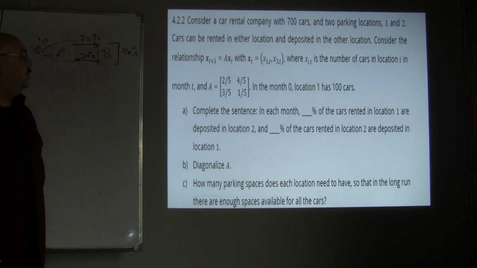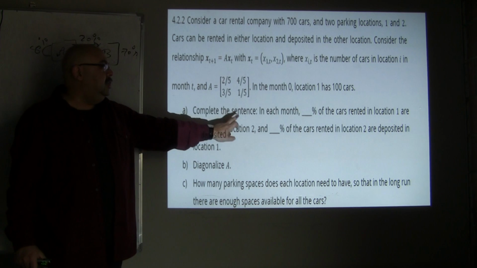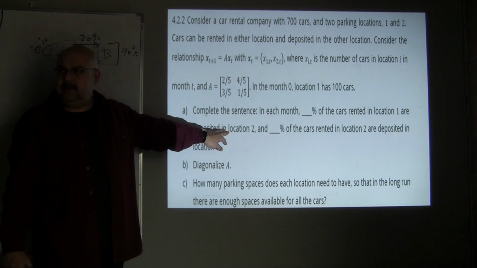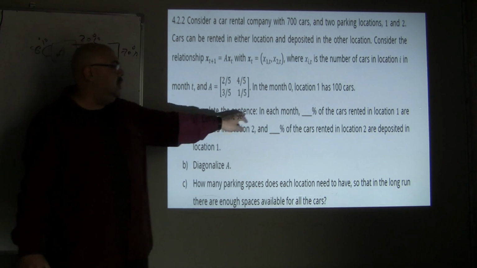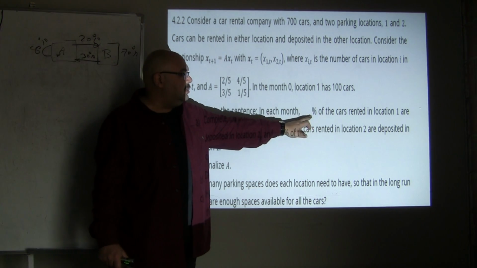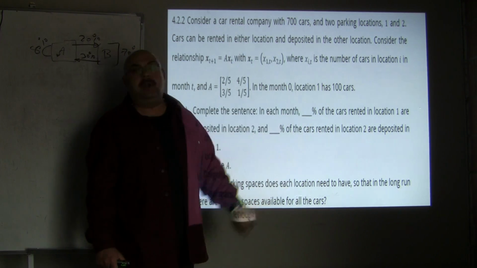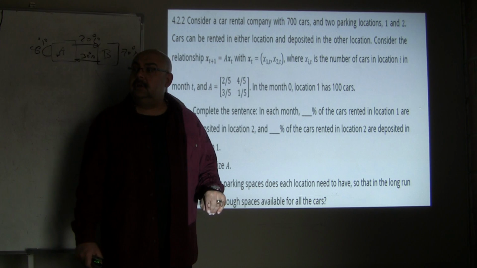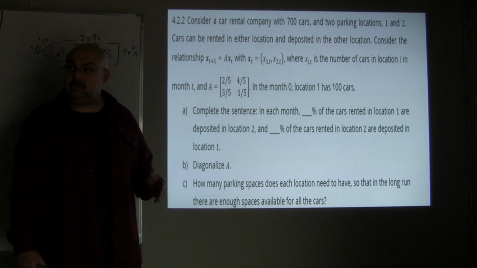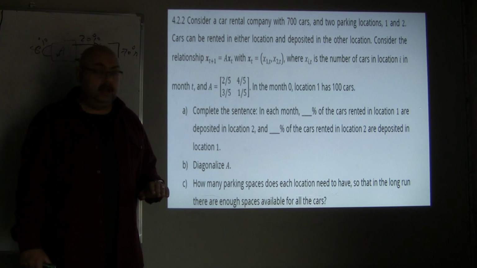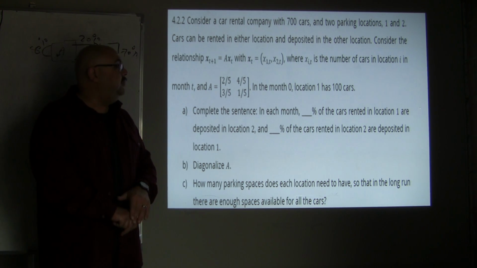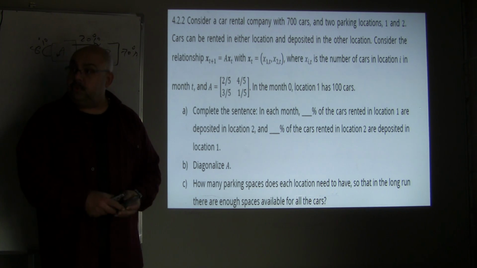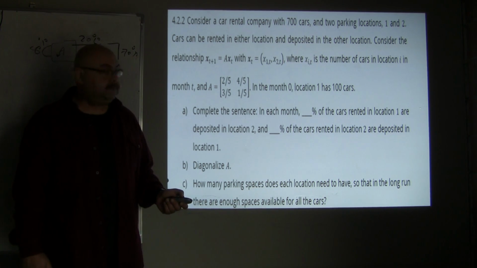Okay, complete the sentence in each month. What are the sentences? We give you a completion drag and drop. It says complete the sentence in each month. What's the percentage of cars rented in location 1? The number of cars rented in the first location, or those in the first parking, simply is going to be the sum of the two values, 0.2 plus 0.4, which is going to come up 0.6.